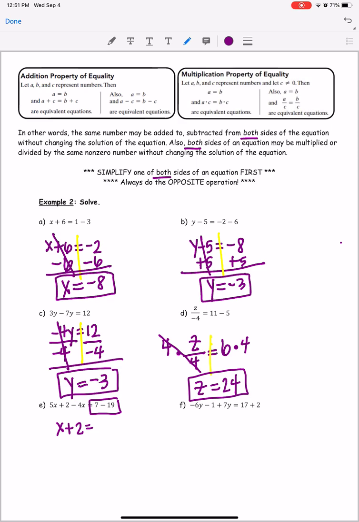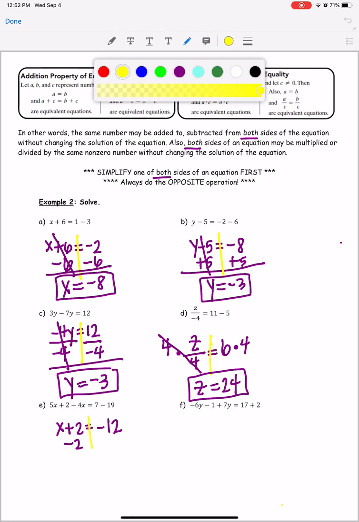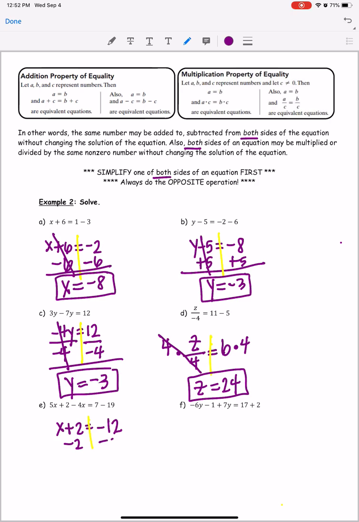So 7 minus 19 gives me a negative 12. Different signs, so subtract and keep the sign of the bigger number. So then now the goal is to get x by itself. Do the opposite operation. So what's happening to my x? We are adding 2. So the opposite of adding 2 is to subtract 2. And in order to keep this equation balanced, if I subtract 2 from the left, we must also subtract 2 from the right.